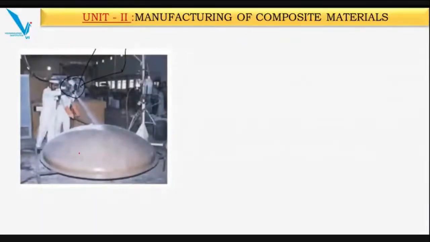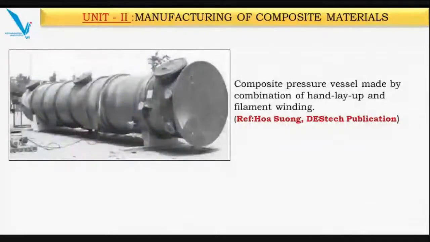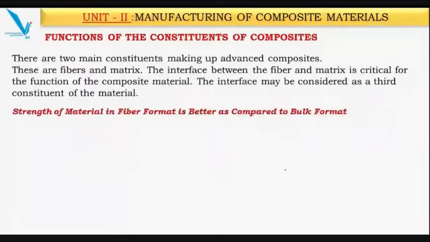So this is a mold actually, and here the spray layer, this particular part is being manufactured. So even this composite pressure vessel is made up by a combination of hand layup and filament winding. So this is a combination of hand layup as well as filament winding. These are things where we cannot do the filament winding, so the hand layup process is used.